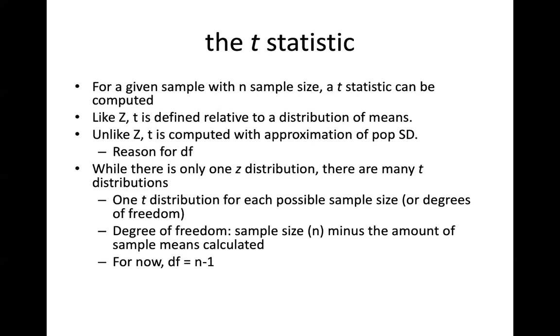We didn't deal with degrees of freedom with Z. We always just used the same Z distribution. But now with T, each sample size that we use, we're going to use a slightly different T distribution. And that will influence where the critical T boundaries are going to fall along our distribution.